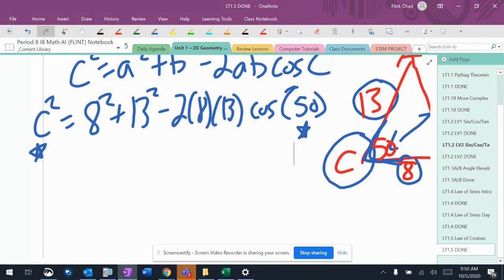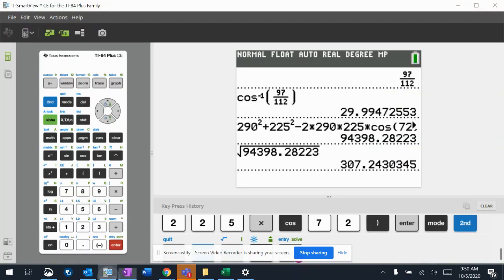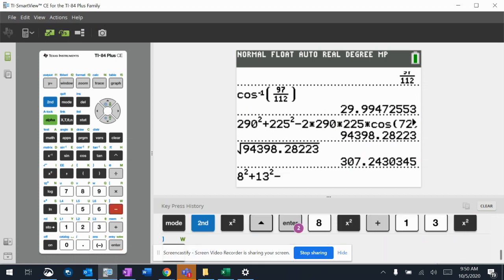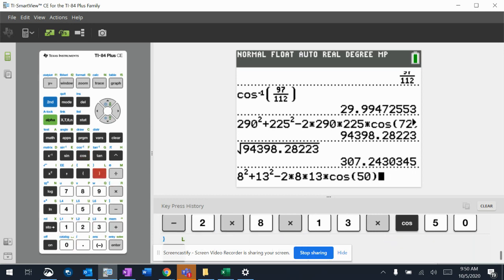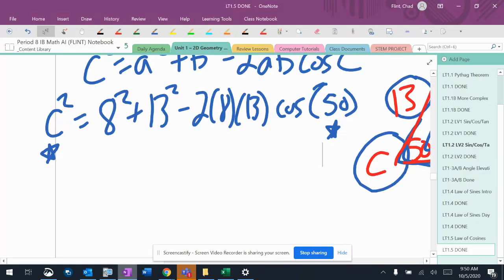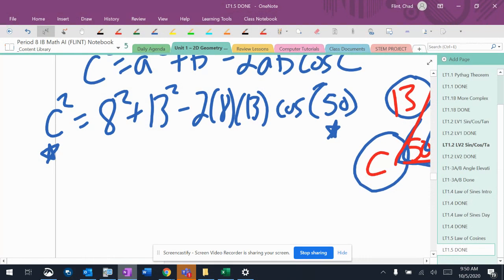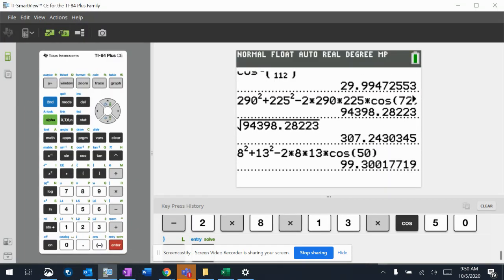Now, again, I know every single number on the right-hand side of that equation. So I'm going to very carefully put that all into the calculator. So it's 8 squared plus 13 squared minus 2 times 8 times 13 times cosine of 50. All right, so there's everything. Double check it. 8 squared, 13 squared, 2, 8, 13, 50. Because I don't want to type something in wrong and then get this question wrong just because I typed something in wrong. All right, so 99.3001.